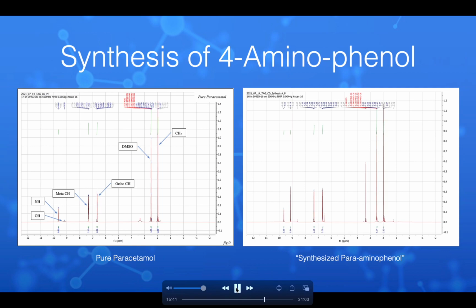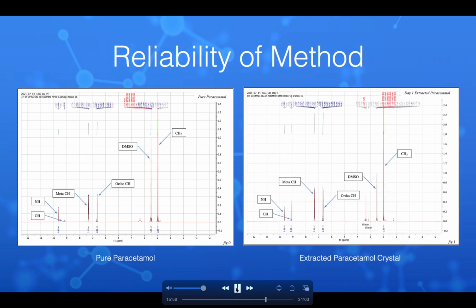From this NMR spectra here, and I've gone into way more detail in my research paper, you can see that what we believe to be synthesized paraminophenol is actually pure paracetamol, as the peaks on the spectra line up. In these spectra, we've compared pure paracetamol and the extracted paracetamol crystal. As you can see, there are very little impurities.